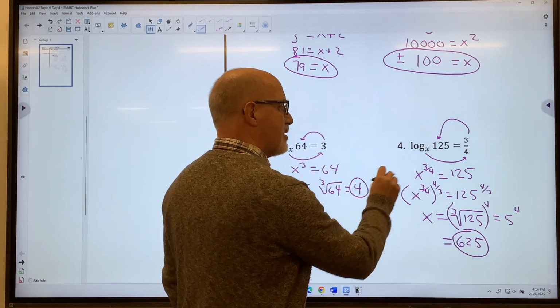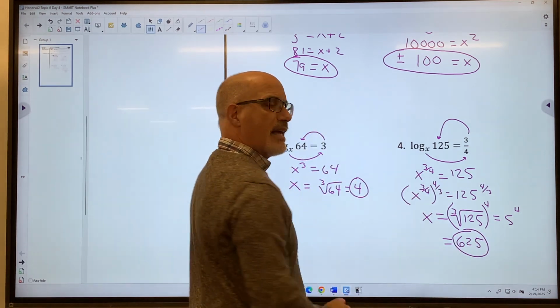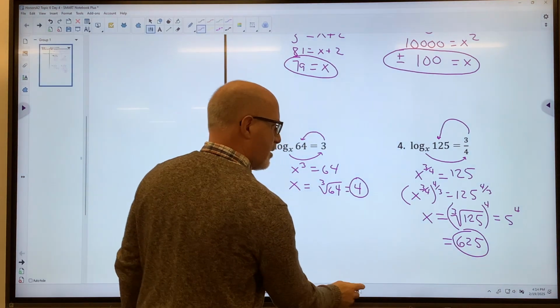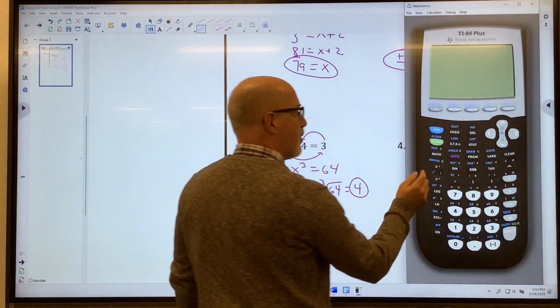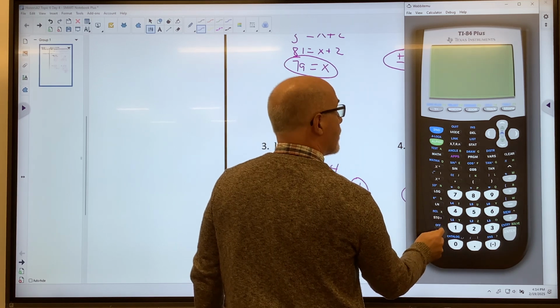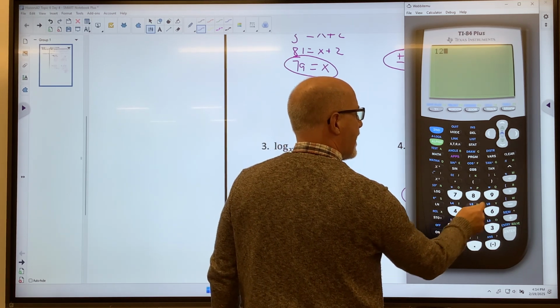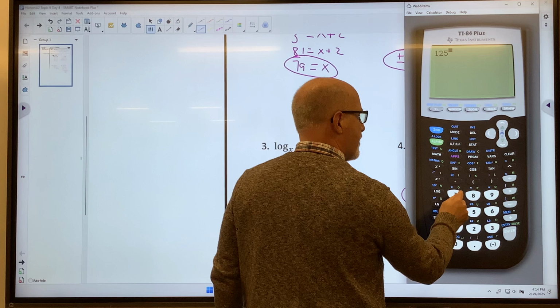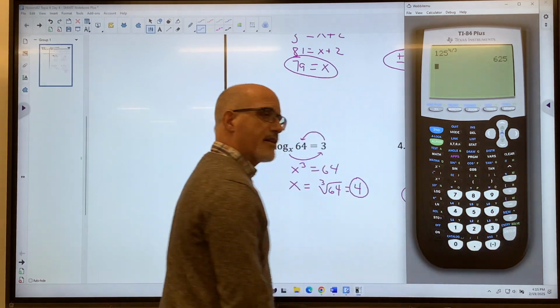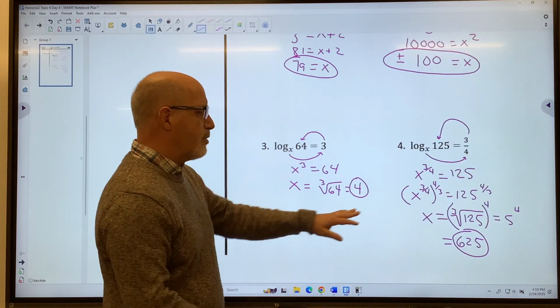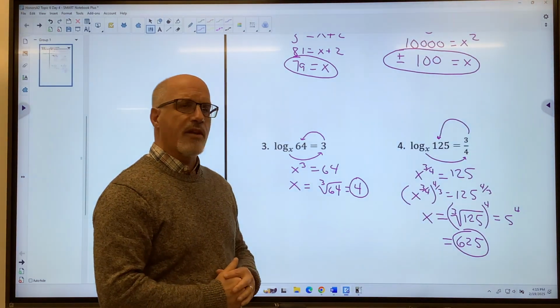Now let's go back up to this step, and let's do that on our calculator just to double check. We're going to do 125 to the 4/3. So when we pull up our calculator, we have 125 raised to the 4 divided by 3 power, and notice you get 625. So you can do it by hand, or you can use your calculator to help you with the fractional exponent.